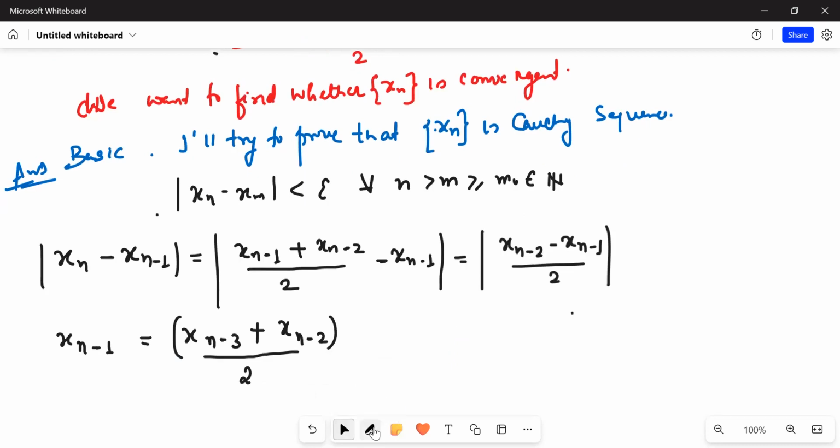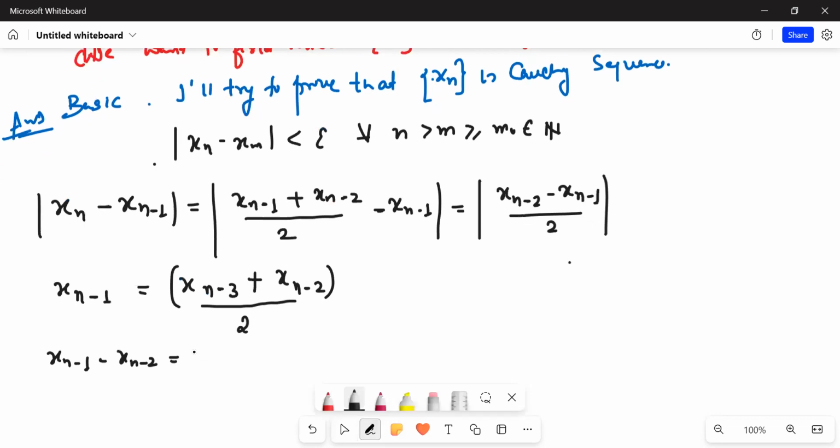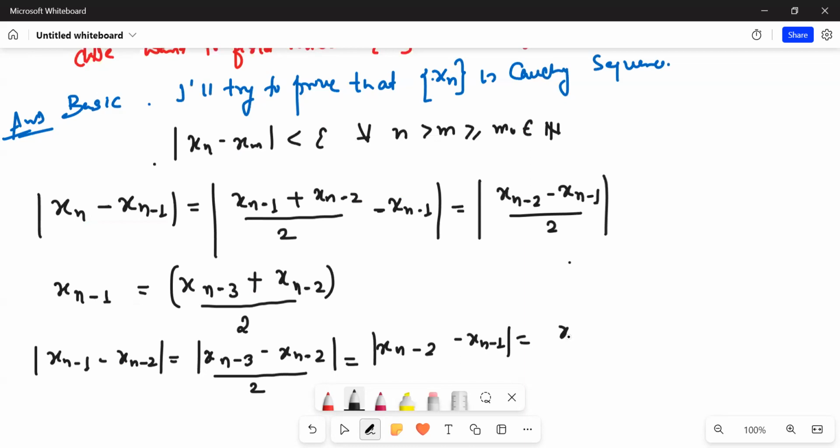And if I subtract, let's say, xn minus 1 minus xn minus 2, what will I get? I will simply get xn minus 3 minus xn minus 2 divided by 2. And if I take a modulus, inside a modulus I can shuffle these terms. So I can write modulus of xn minus 2 minus xn minus 1 is equal to modulus of xn minus 2 minus xn minus 3 divided by 2. Is that clear or not?